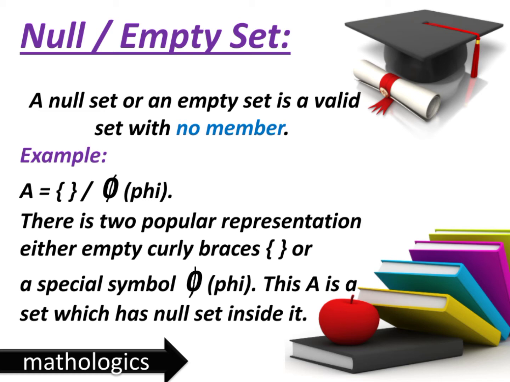For example, I said F is a set of whole numbers between 3 and 4. So, which element will you write in the set as a member? Is there any whole number between 3 and 4? No, there is no whole number between 3 and 4. So, F is an empty set or a null set. We represent a null set or an empty set by using curly braces or by using a special symbol which is called phi.